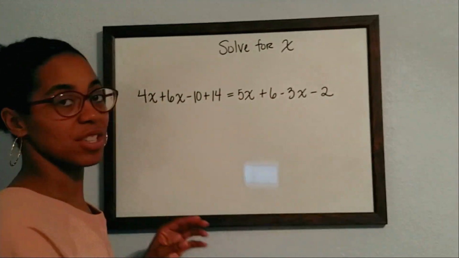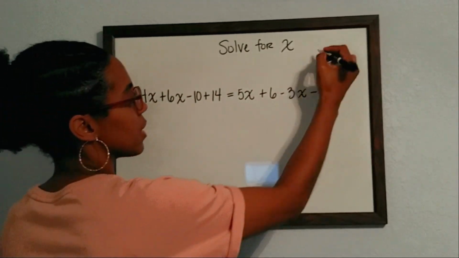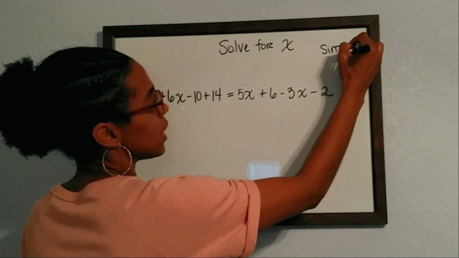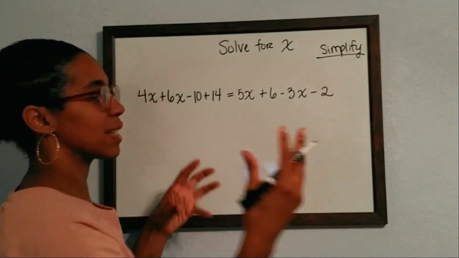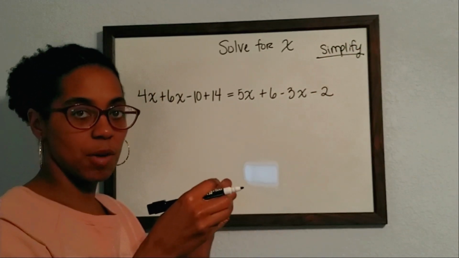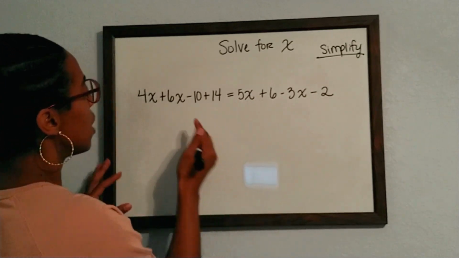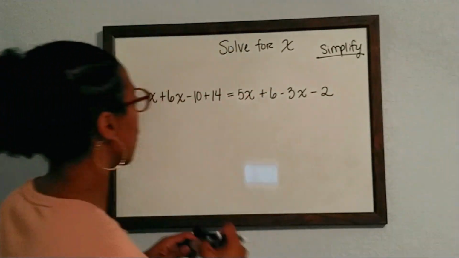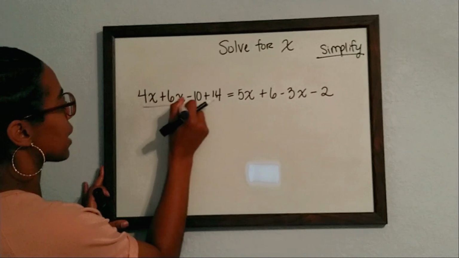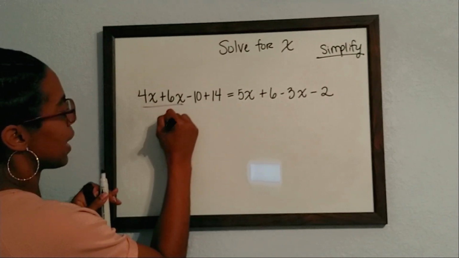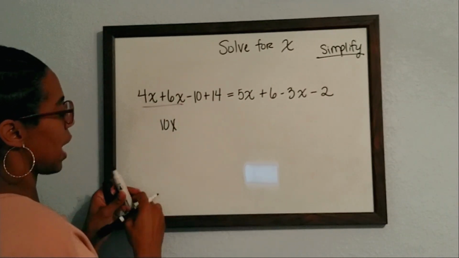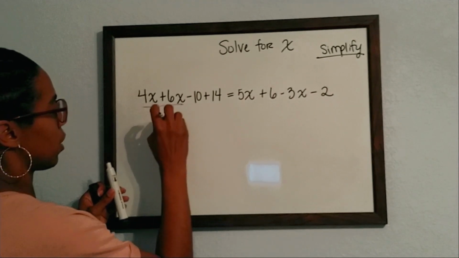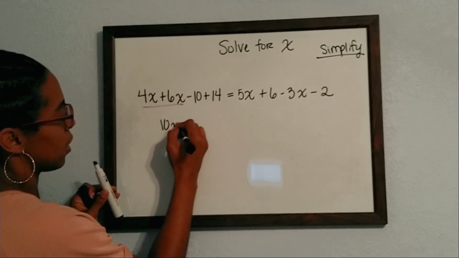Whenever you have an equation like this, you gotta go through the process. The first thing we want to do is simplify both sides and condense them down as much as we can. Okay, we want to condense them down as much as we can. So let's look over here. We have 4x and 6x, which is going to give me 10x. Then, actually, I want to write that a little bit better because I want it to look like the variable.